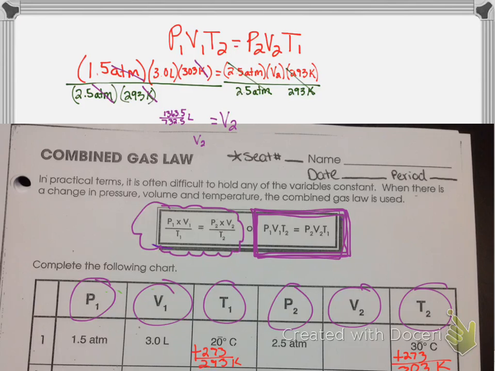And so my final answer for V2 is 1.9 liters. And that's what would go in my box for my answer. Don't forget your units. You may need to use the back or a separate piece of paper to show your work, but you must show your work to get credit for the answers.